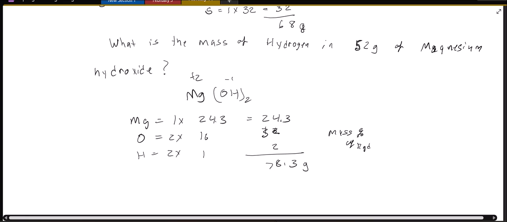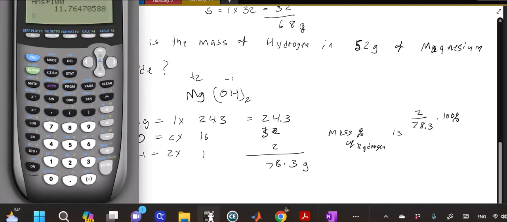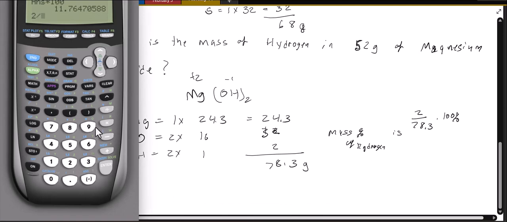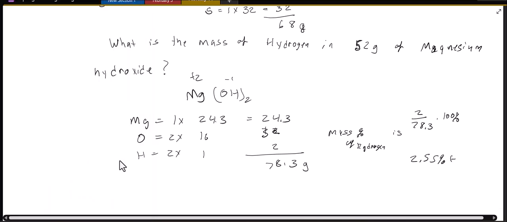And so the mass percent of hydrogen is the mass of hydrogen, which is 2, over the total mass, 78.3, times 100%. So 2.55%. So 2.55% of any magnesium hydroxide is hydrogen.